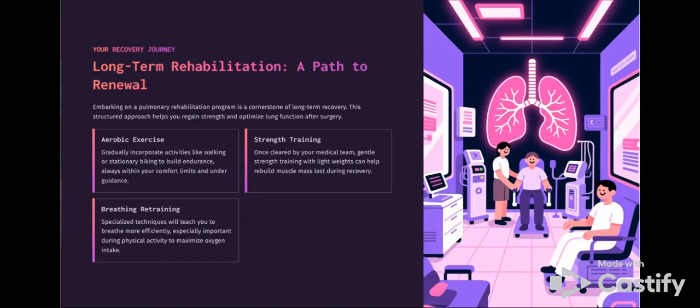For long-term rehabilitation, as recovery progresses, pulmonary rehabilitation helps build endurance and strength. Aerobic exercises such as walking or stationary cycling are introduced, followed by light strength training once cleared by a medical provider. Breathing retraining continues to support more efficient oxygen use during activity.